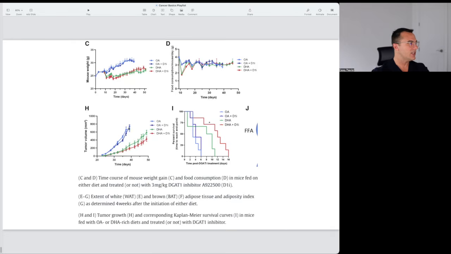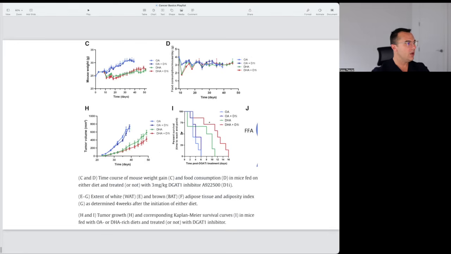It would have been nice to see what actually happened to these mice if they went down further, but I'm not sure if they died or what happened after 35 days for the oleic acid. And then they gave an additional inhibitor for this red, and you saw how there's a synergistic effect between the type of fatty acids and a metabolic inhibitor, this DGAT1 inhibitor.